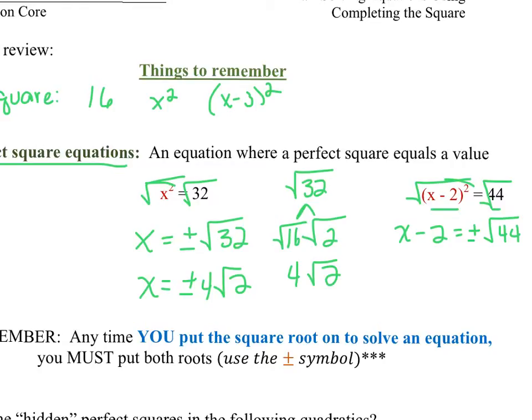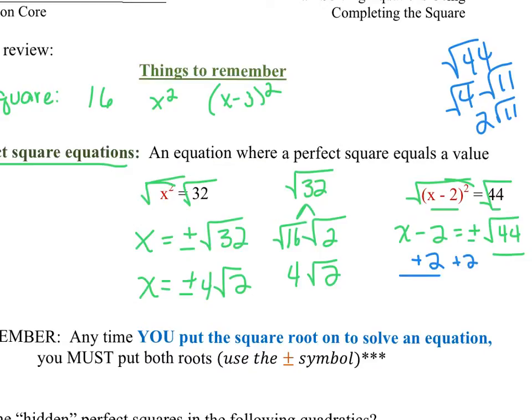After that, you reduce the square root of 44. So I'm going to take it up at the top a little bit so you can see, just so that I can show my work a little. So it's 4 times 11, so it's 2 radical 11. So add 2, and x equals 2 plus or minus, and then this radical 44 is 2 radical 11.